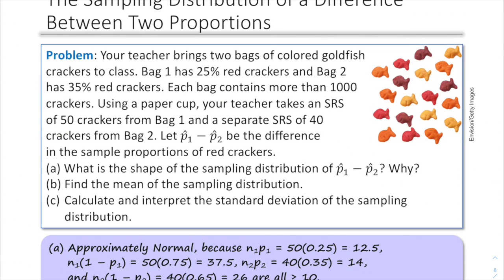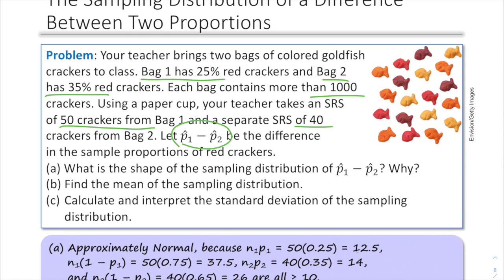So here's another example of just checking conditions. You have goldfish. Bag 1 has 25% red crackers. Bag 2 has 35% red crackers. Each bag contains more than 1,000 crackers. Your first sample is 50 from bag 1 and 40 from bag 2. This is our difference, p hat 1 minus p hat 2. So what is the shape of the distribution? Find the mean, calculate and interpret standard deviation.